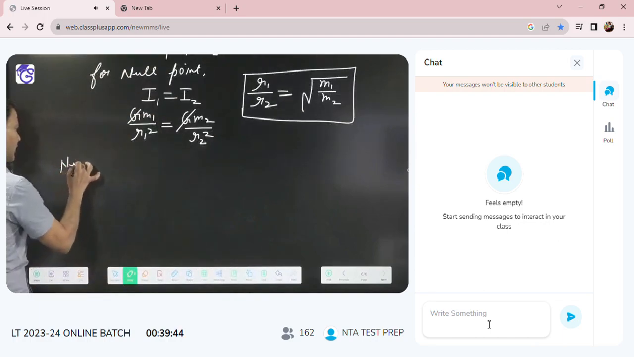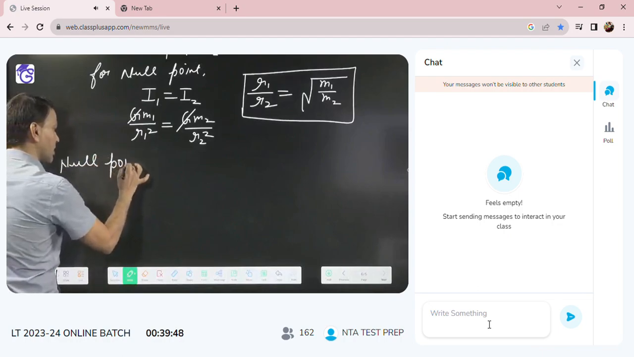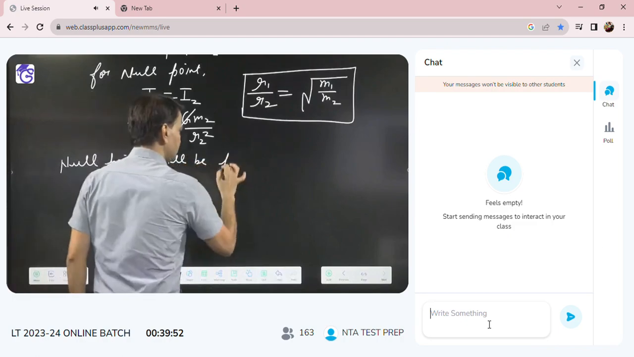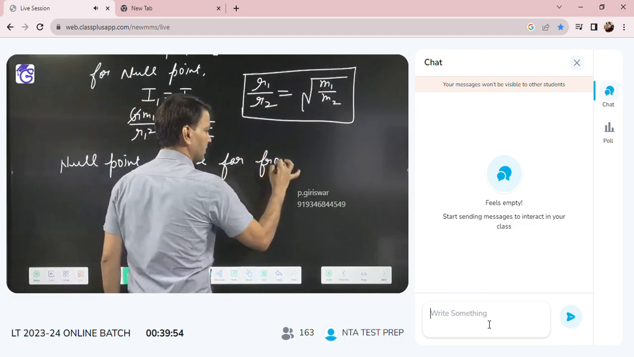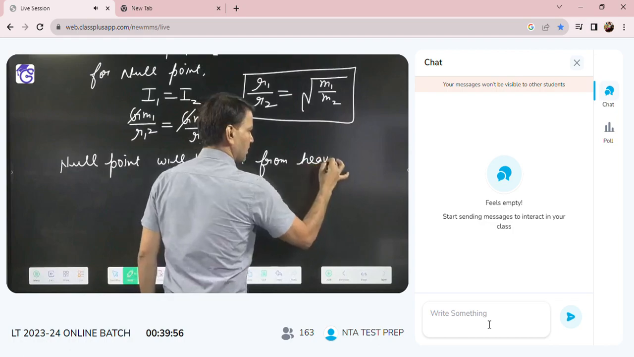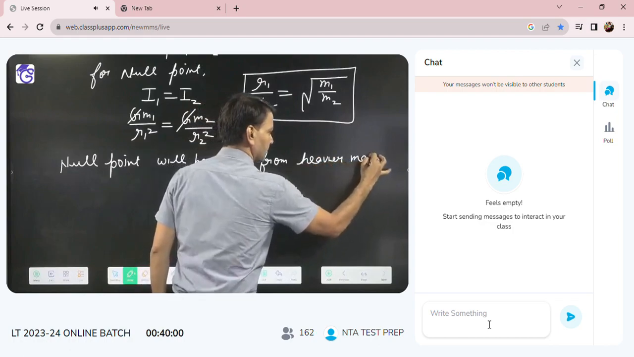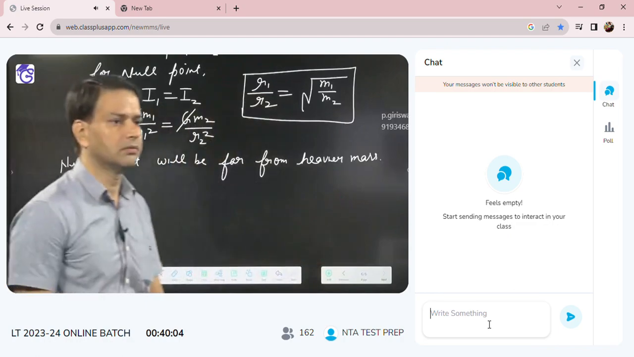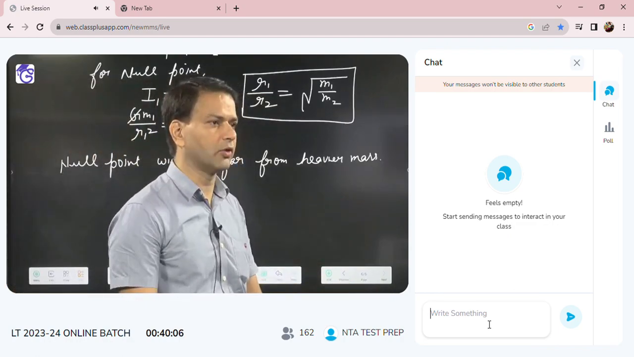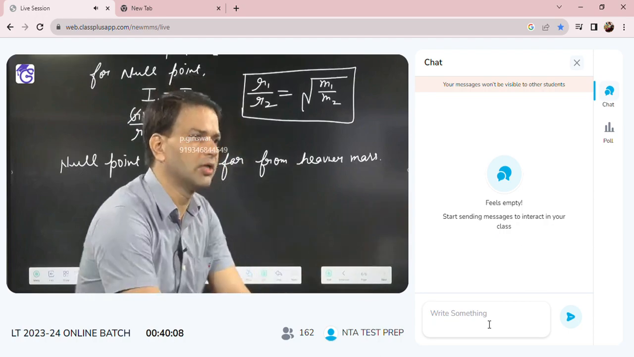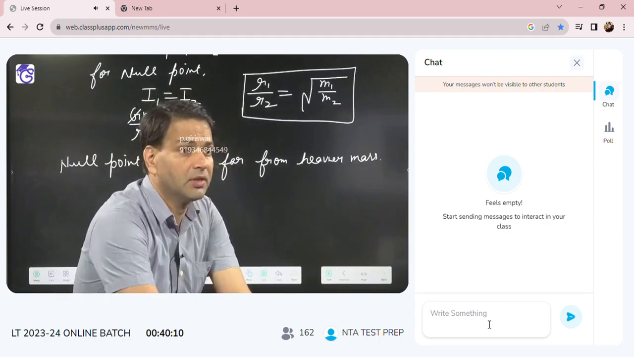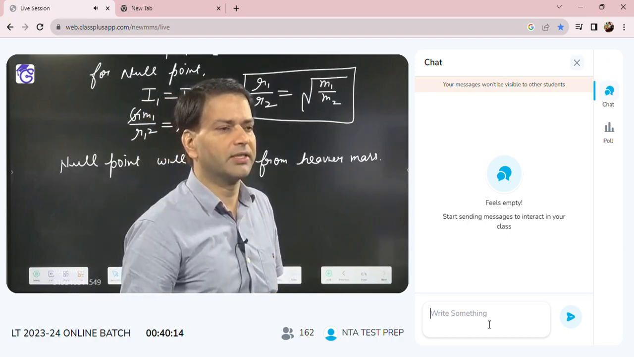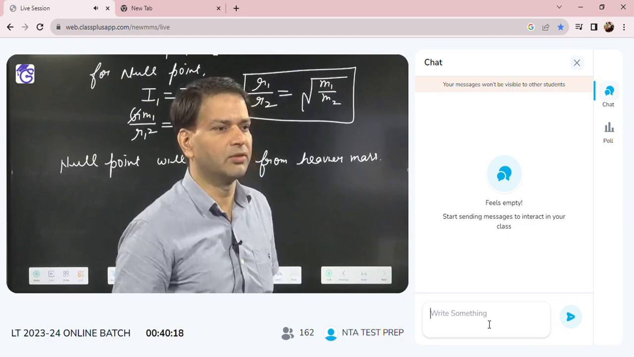So the null point is farther from the heavier mass. Okay. So if you want to remember the result for two masses, R1 by R2 is equal to under root M1 by M2, you can remember. You will get the syllabus, you will get it today. They will post it. I called yesterday night, so maybe they will send it today. Okay.